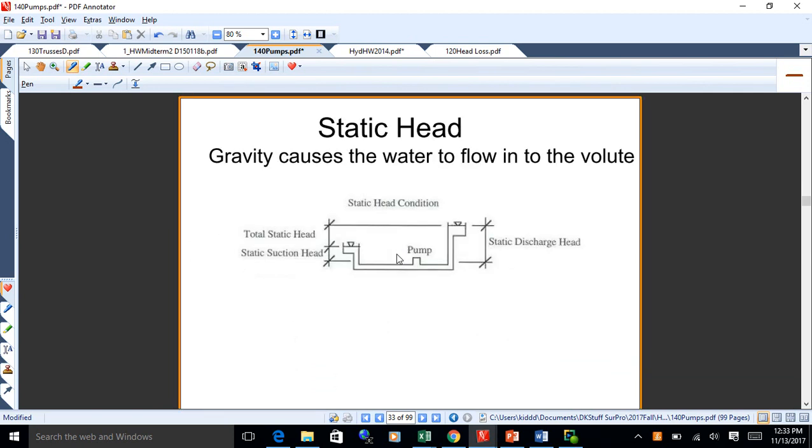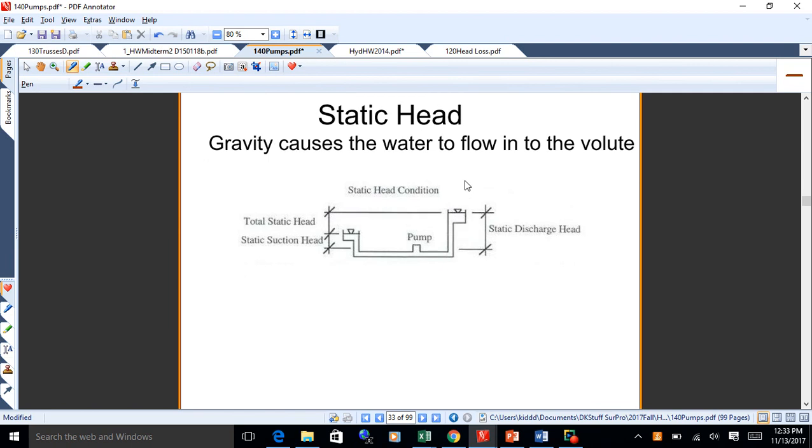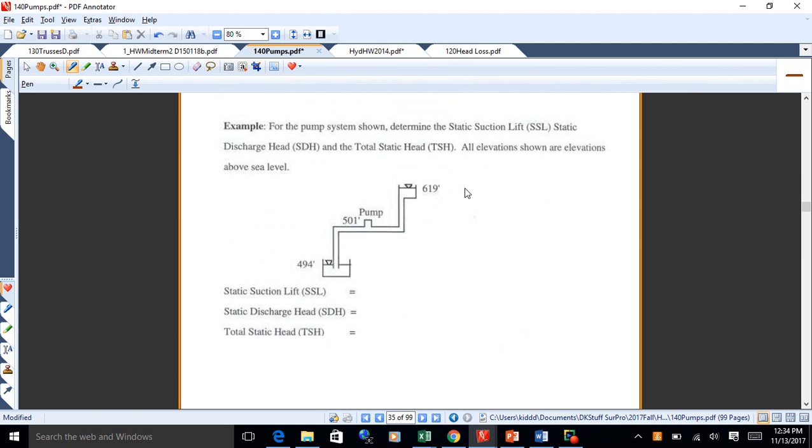So, okay, now static head, gravity causes the water to flow into the volute. So with a static head pump, you don't have as many problems as you might with a static lift pump. Okay, now if you want to calculate some of these numbers, you just need to know the elevations where things are set. Okay, so this first pump, how high are we lifting here? Yeah, looks like about 7 feet. And then the discharge, what do we got?